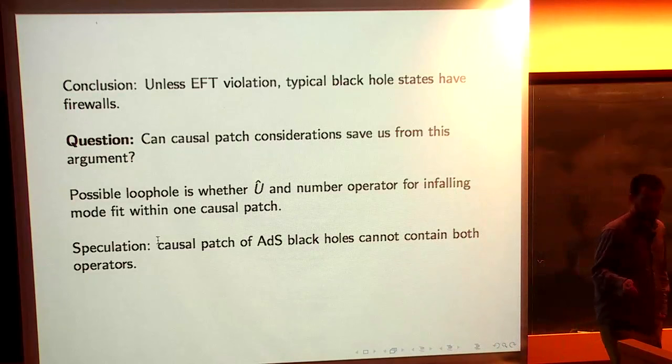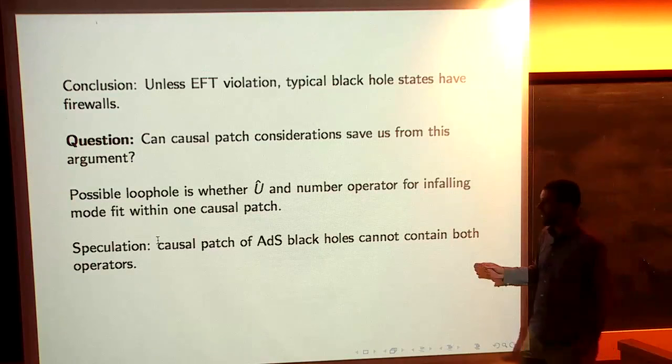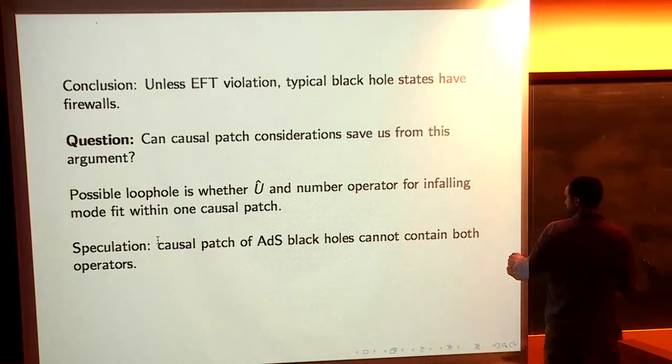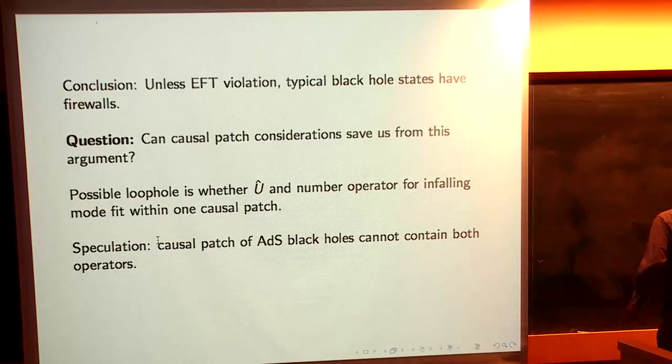So I haven't had a chance to really calculate this yet, but my speculation is that the causal patch of AdS black holes can't actually contain both operators. And I can draw you a picture for what I think it looks like, but I was too distracted by interesting conversations to actually do this calculation yet. And, well, the paper came out pretty recently. So let's take the black hole horizon there.